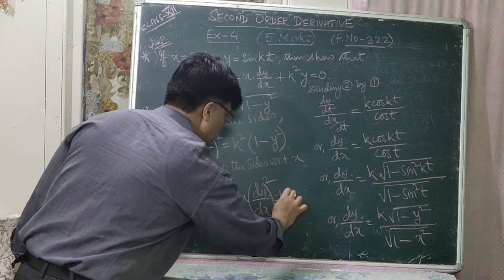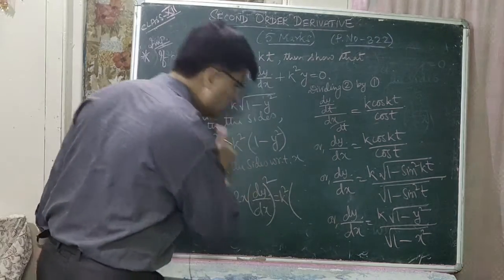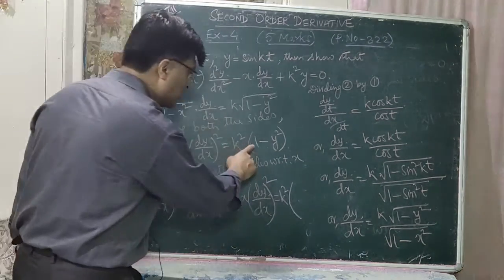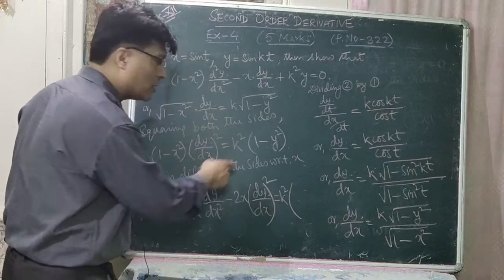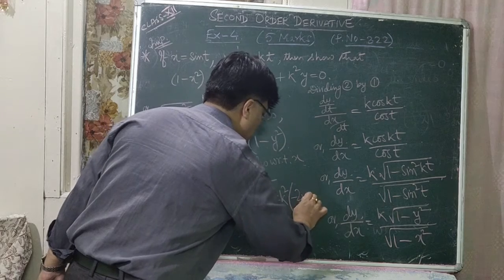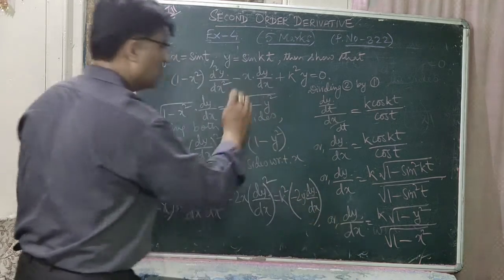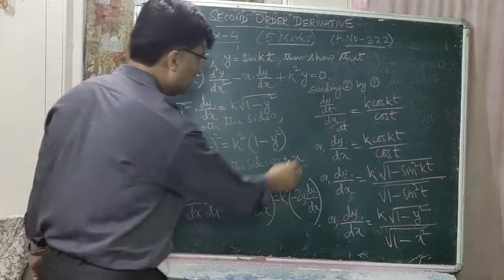Okay. So is equal to k square into, within bracket, k square is constant. It is kept as it is. Now differentiate 1 minus y square with respect to x. For 1 it is 0 and for y square it is minus 2y into dy by dx. So I think you have understood it. Okay.